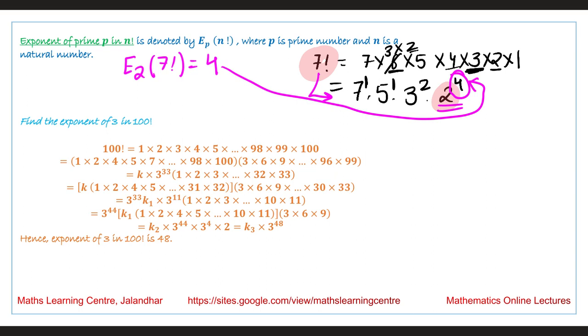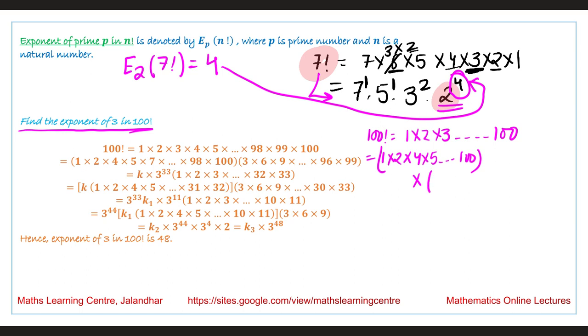So the question we have is: find the exponent of 3 in 100 factorial. If we are talking about 100 factorial, we can write it as 1 into 2 into 3, and so on up to 100. Now if we separate the terms which are multiples of 3, we obtain 1 into 2 into 4 into 5, and so on up to 100, into the terms which are multiples of 3, they are 3 into 6 into 9, and so on up to 99.